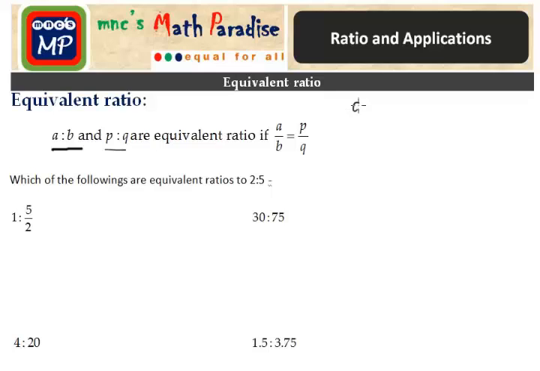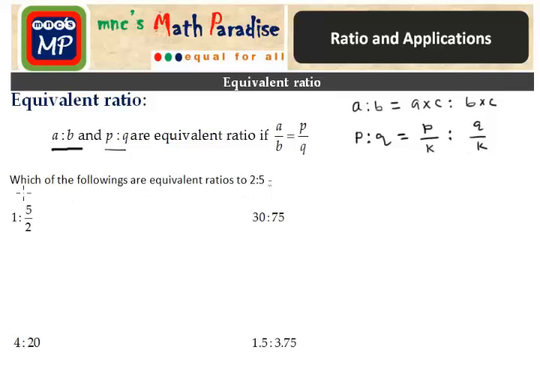A ratio B, another ratio P ratio Q. A ratio remains the same, equivalent, if we multiply both the parts of the ratio by the same amount, or a ratio remains the same, that is equivalent, if we divide both the parts by the same amount. So now we will see some examples here.